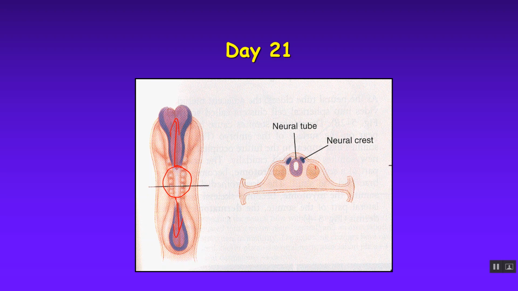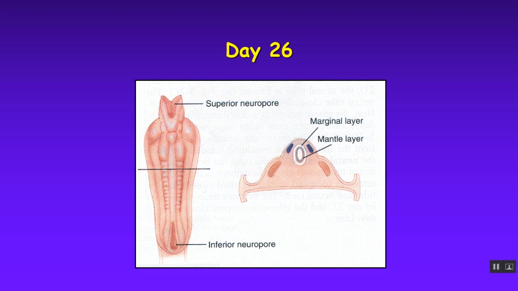Okay, here's our somites. Here's our now closed neural tube. Right now, all we're seeing is one layer of cells in that neural tube. But eventually, that one layer of cells develops into two differentiated layers: the marginal layer around the margins, and then the mantle layer. The mantle layer is going to become your gray matter, and the marginal layer is your white matter of the spinal cord.